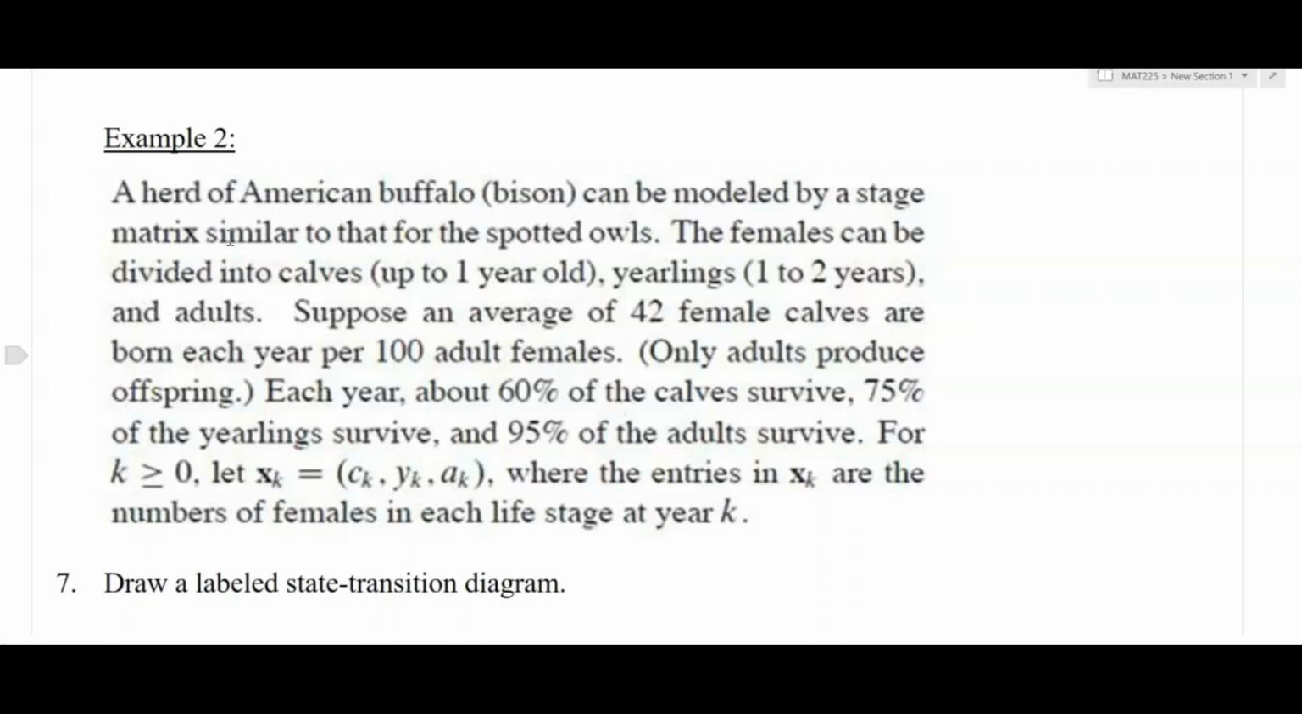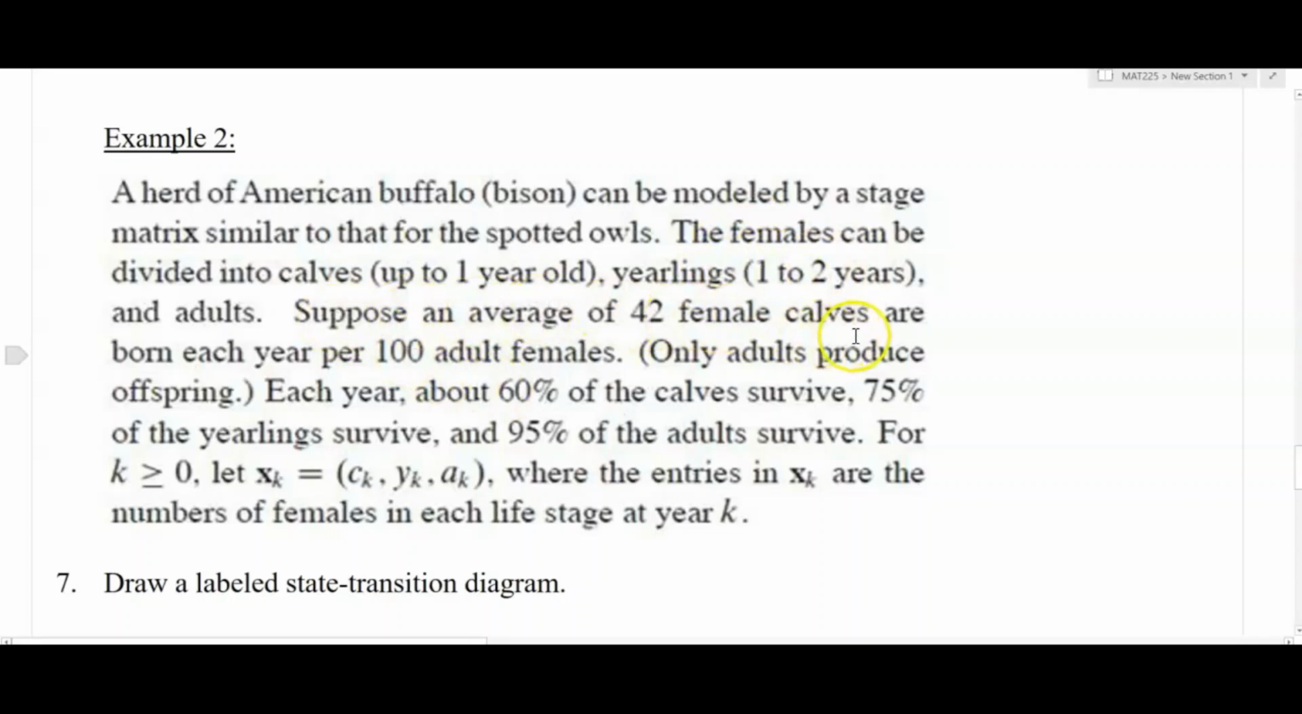The females can be divided into calves up to 1-year-old, yearlings 1 to 2 years, and adults. So basically every year calves are going to become yearlings. They can't stay calves because that's up to 1-year-old. And then every year yearlings, the ones that survive, well, that's just from time 1 to 2. So at time 2 they become adults.